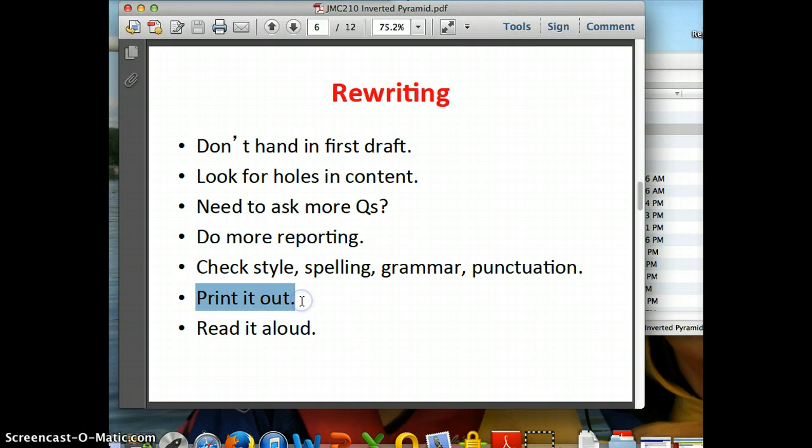Now, a good thing to do is to print out your work and read it before handing it in, because you're going to miss a lot of things on screen that you won't miss on paper. The other thing you can do is read it aloud, and if you stop, that probably means something's wrong. If it doesn't sound right, it's probably something wrong. So remember to edit your work. Don't turn in your first draft.